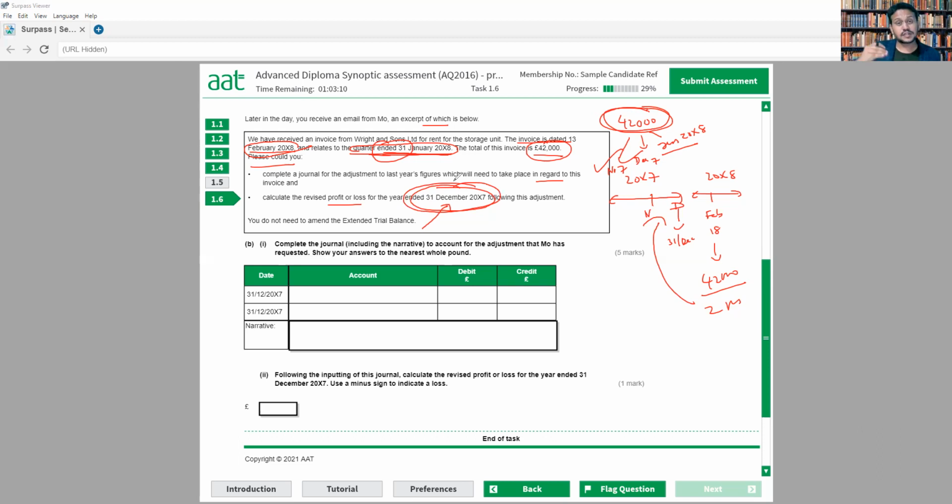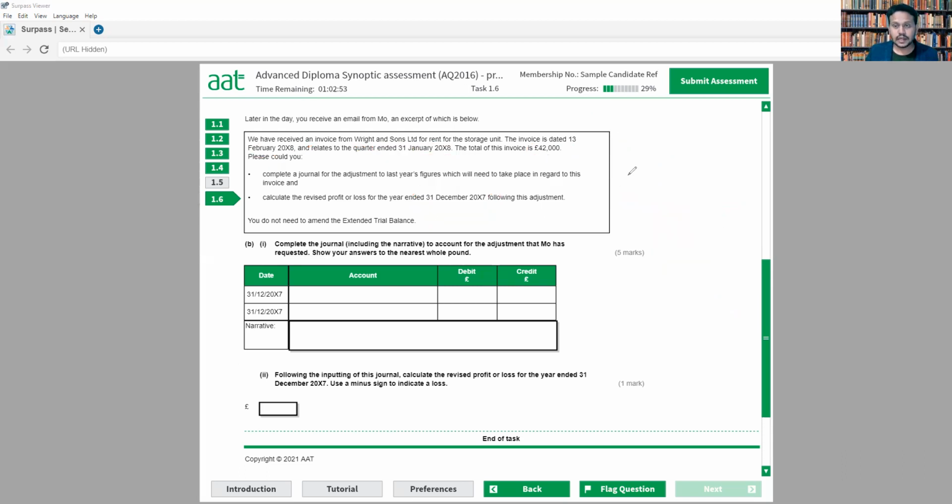So first of all, I have to increase my expense. So my storage or the rent will go up because this cost belongs to this period. And obviously my accruals will go up, my liability will go up because I didn't make the payment yet. So out of 42,000, 1 month belongs to 2018 and 2 months, December and November, belong to 2017. So out of 42,000, if I divide by 3 times by 2, that will give me 28,000. And 28,000 belongs to 2017. So I have to add this 28,000 to this year.